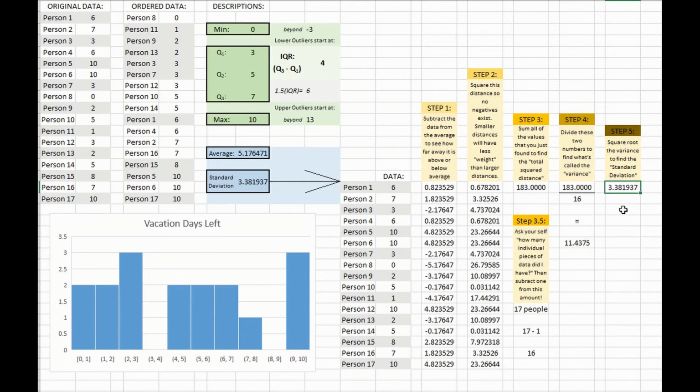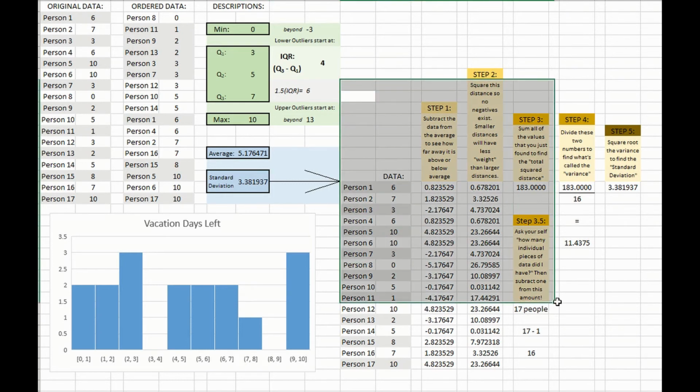And this number is called the standard deviation. Again, it describes the spacing. So similar to how the IQR describes the spacing of the middle 50%, okay, from here to here, that's the middle half of your data, all within 4 of each other. The standard deviation attempts to describe this spacing as well, but it's doing it slightly differently.